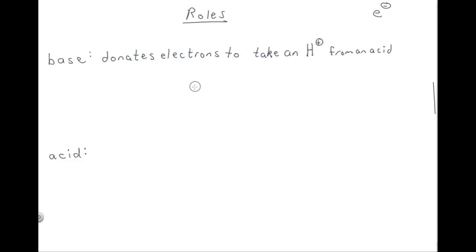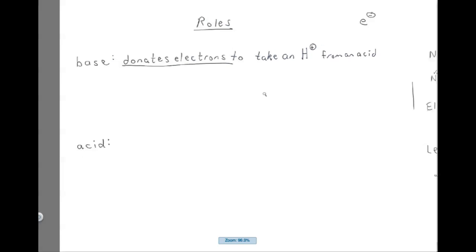Most students do not have a very clear definition of the term base in their minds, so it's really important that you pause and memorize this definition for a base. This is the most useful definition of the term base in organic chemistry. In organic chemistry, it's most useful to think of a base as something that donates electrons to take a proton from an acid. Now, this should remind you of the definition of a nucleophile.